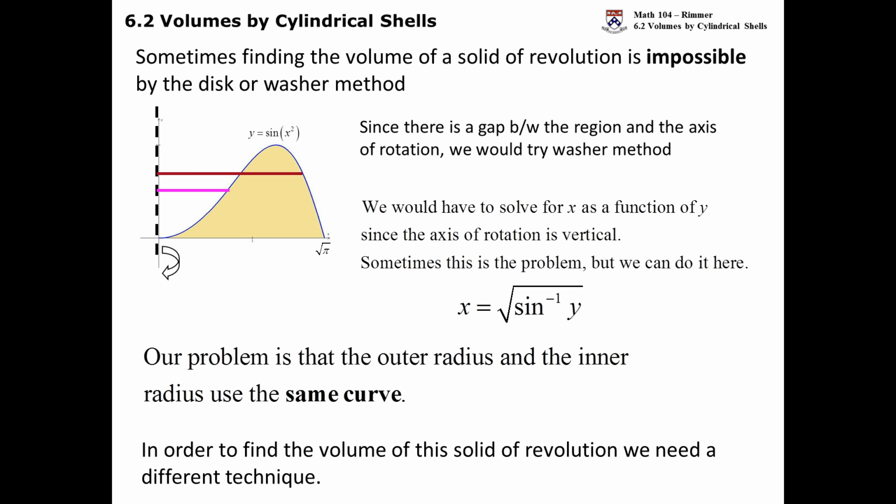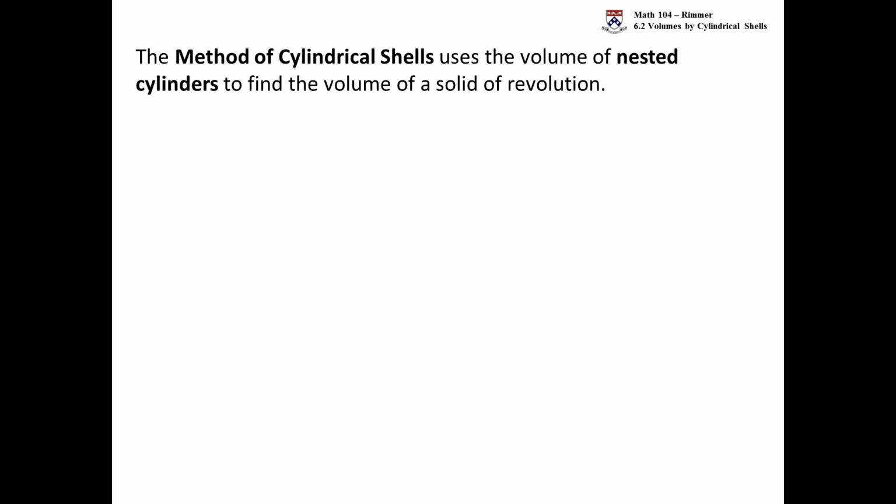We need another technique, and so what we need is something else. And so that's where shells comes along. I mean, shells doesn't only work when disk and washer doesn't, but this is the motivation that we have for it. Let's take a look at the method of shells. So there's going to be a series of nested cylinders. We're going to try to find the volume of the solid of revolution by considering these nested cylinders.